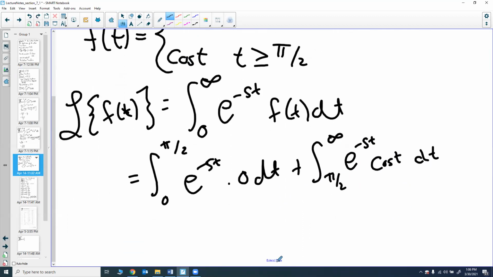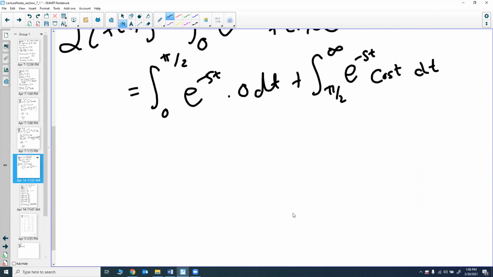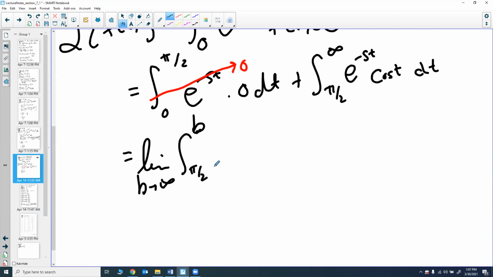So we just need to find this limit, this integral. Notice this first one's just 0, so we can actually not worry about this one because it's just going to be 0. The other one is an improper integral, so we do need to write it as the limit as b goes to infinity of the integral from pi halves to b of e to the minus s t cosine t dt.